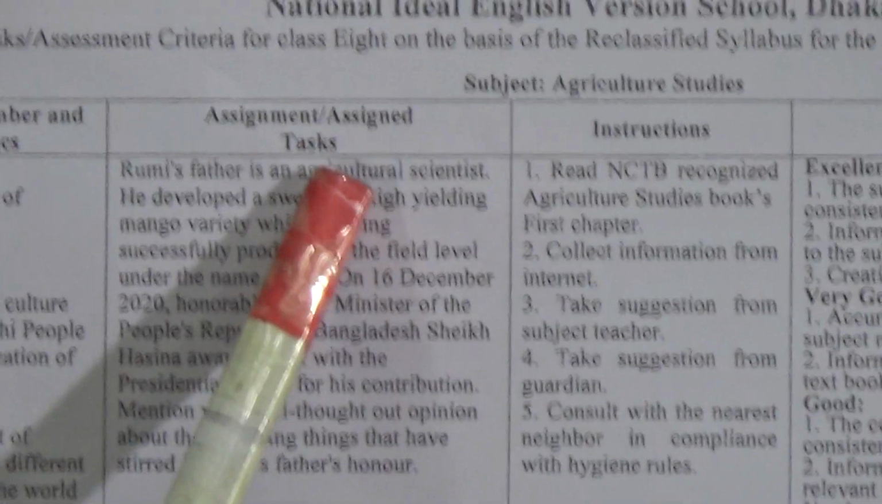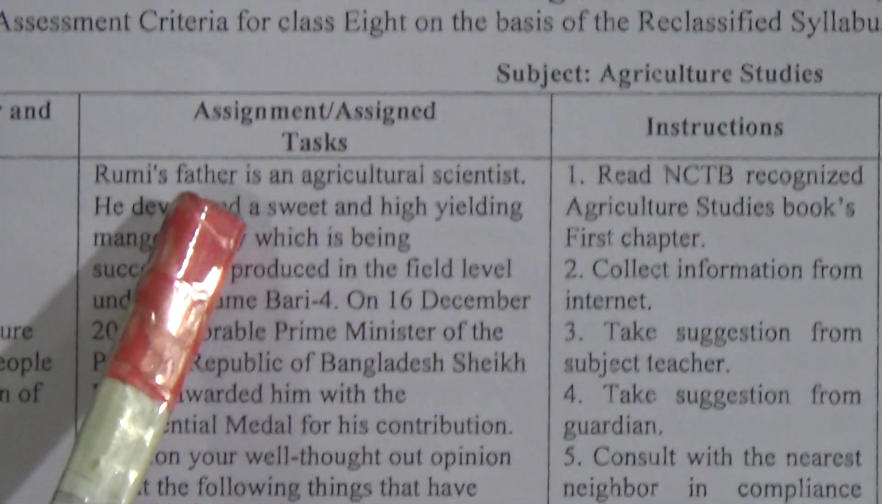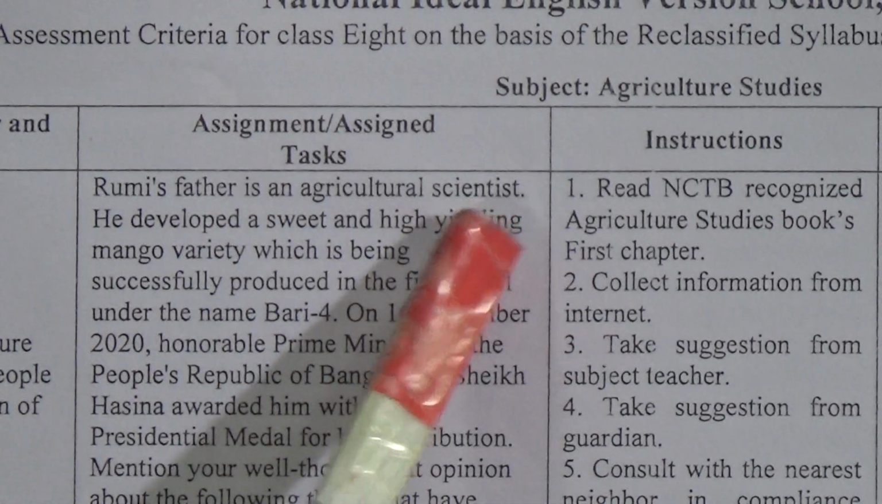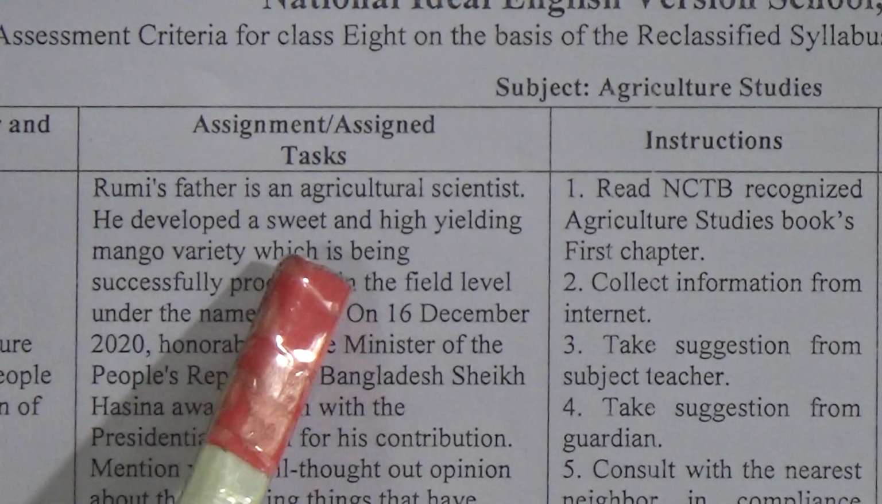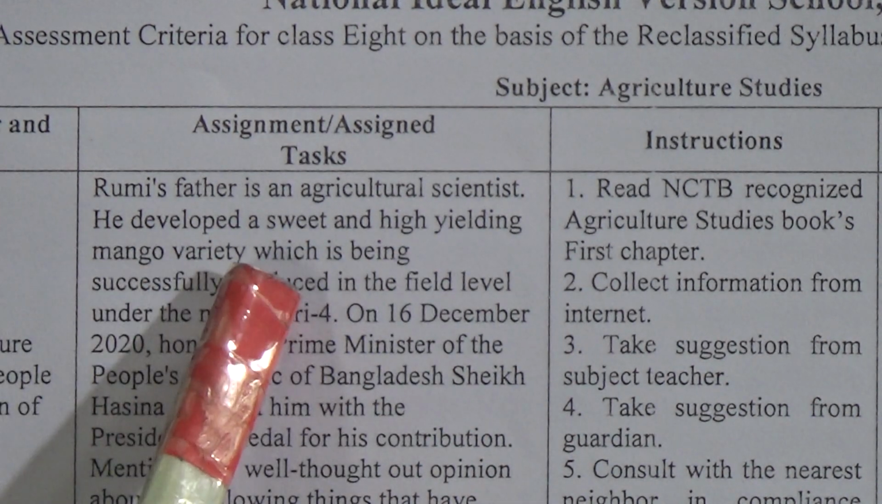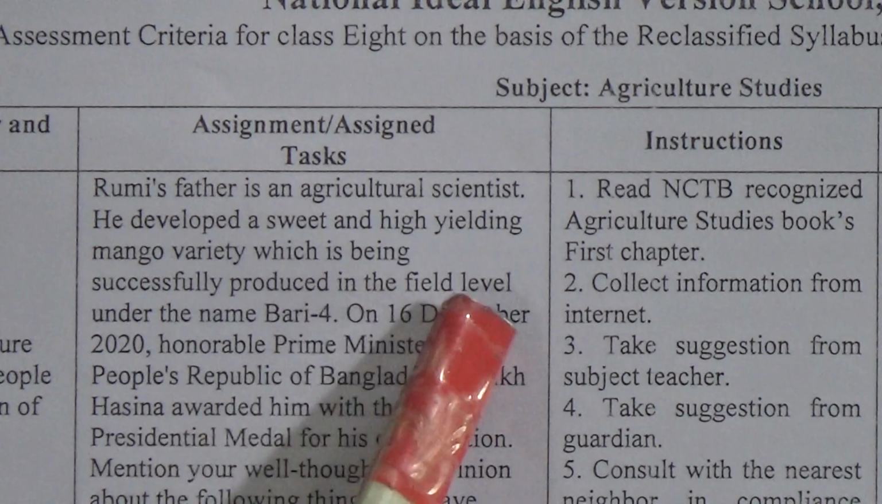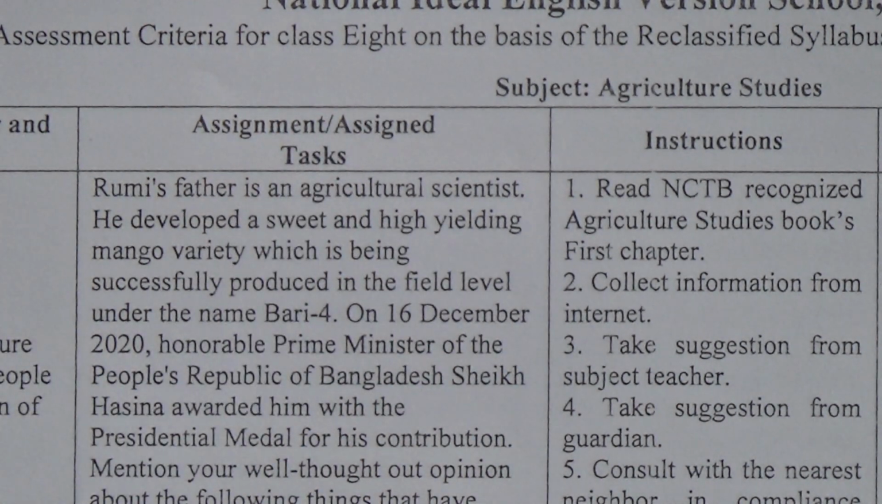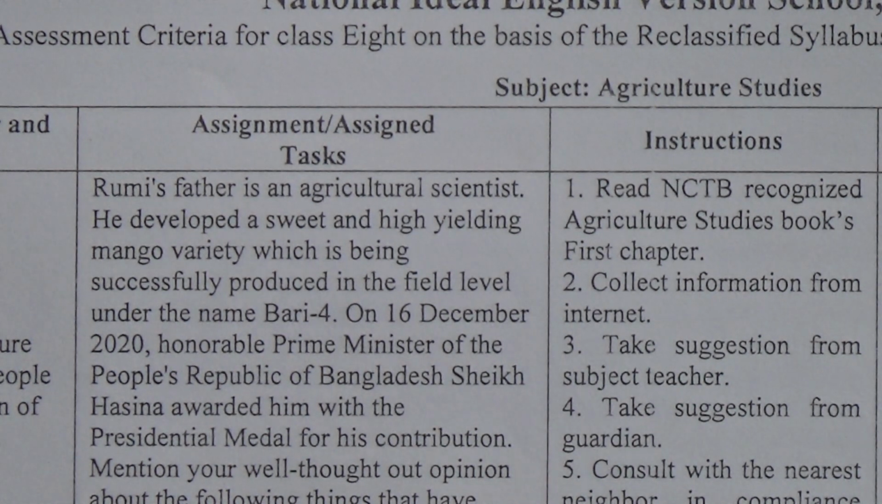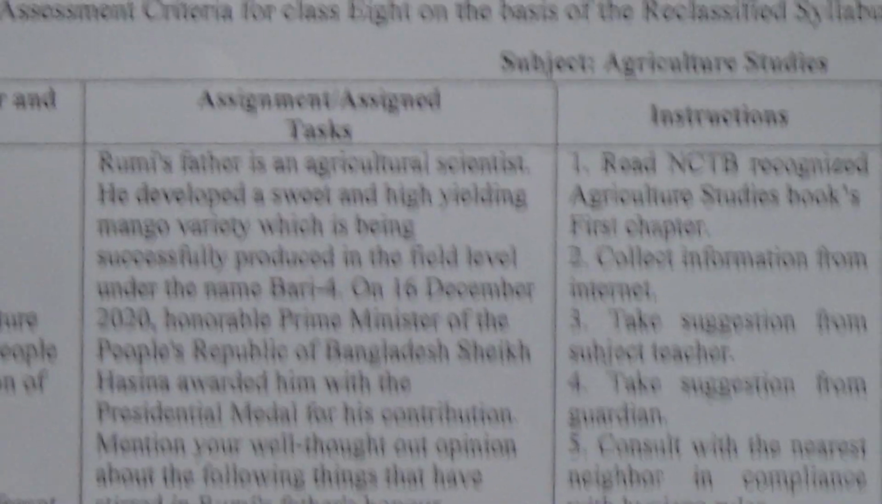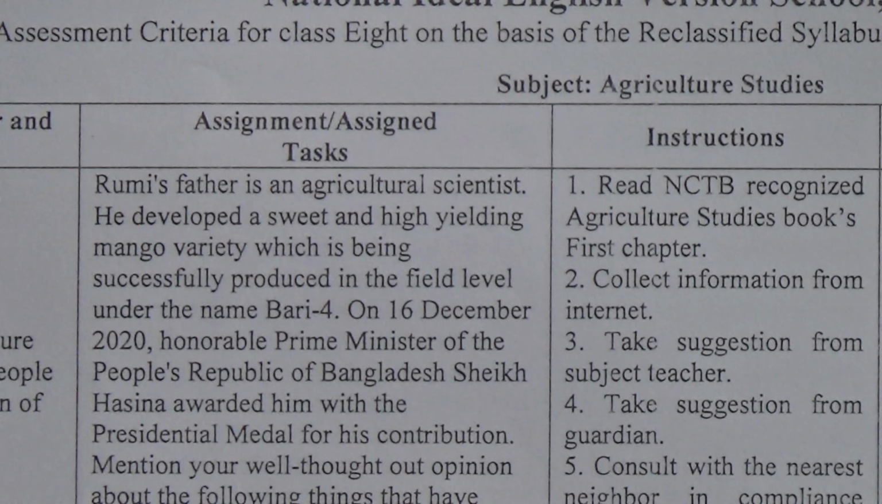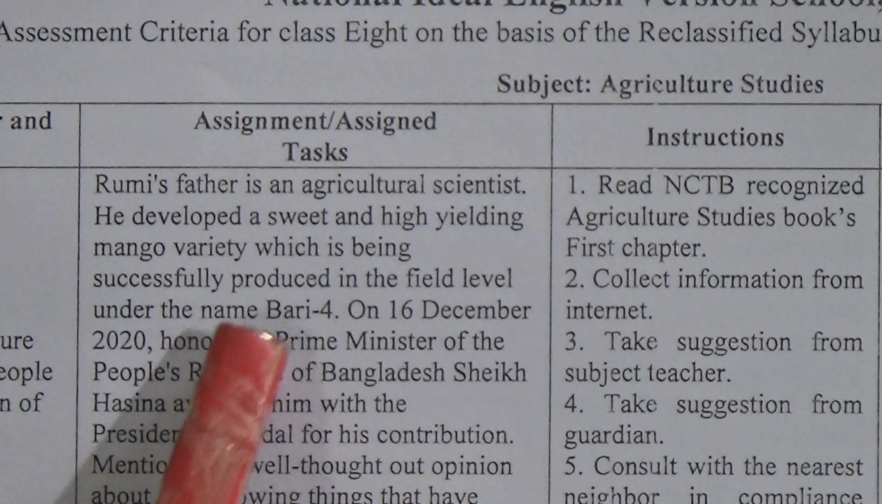assigned tasks. Rumi's father is an agricultural scientist. He developed a sweet and high yielding mango variety which is being successfully produced at field level under the name Bari 4. Dear students, that means Rumi's father is a farmer, and although he is a farmer, he was able to produce a new variety of mango which is high yielding and sweet, and its name is Bari 4.